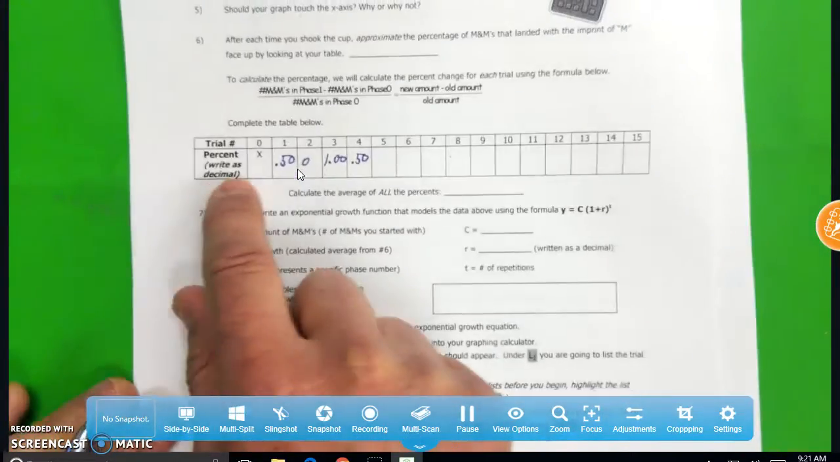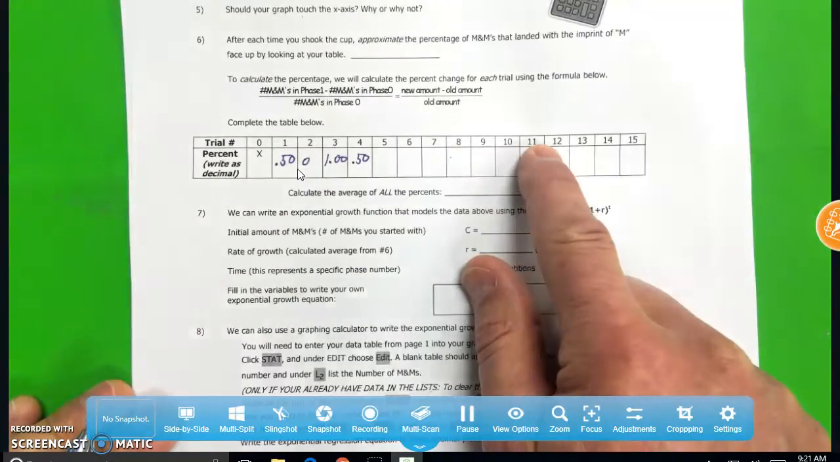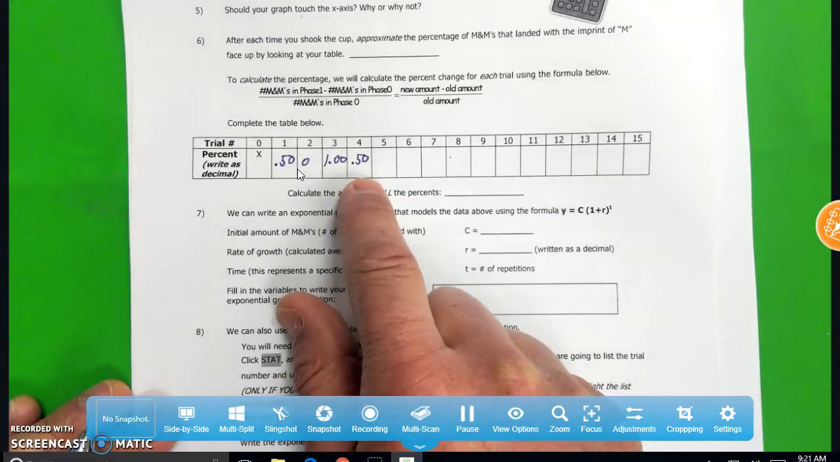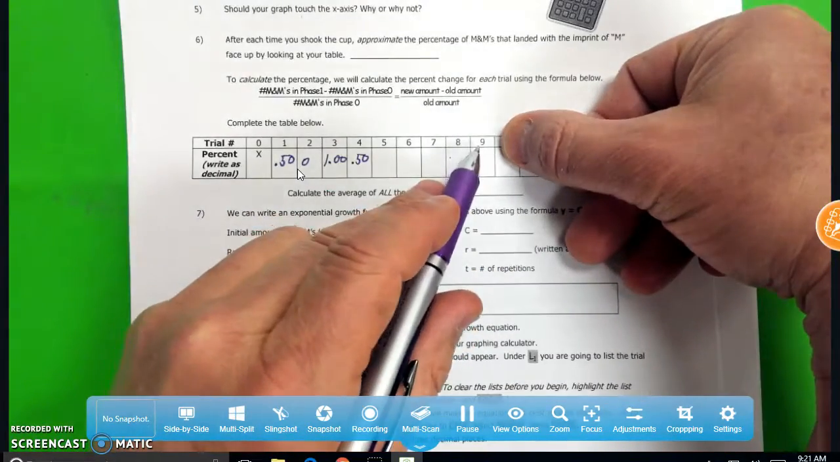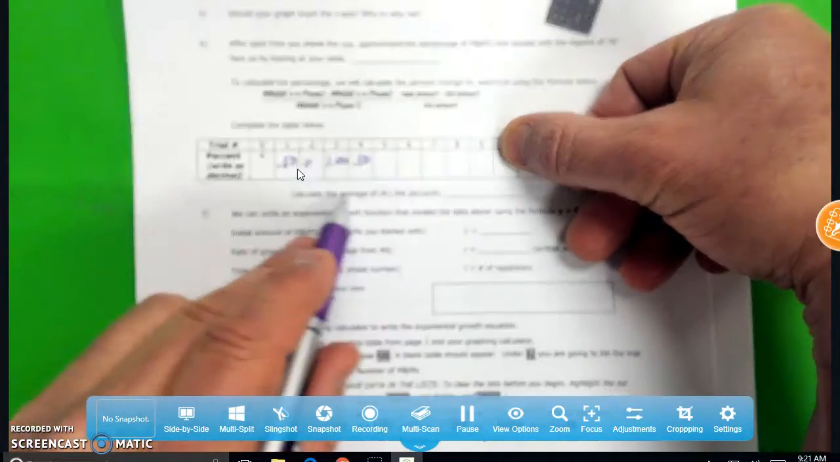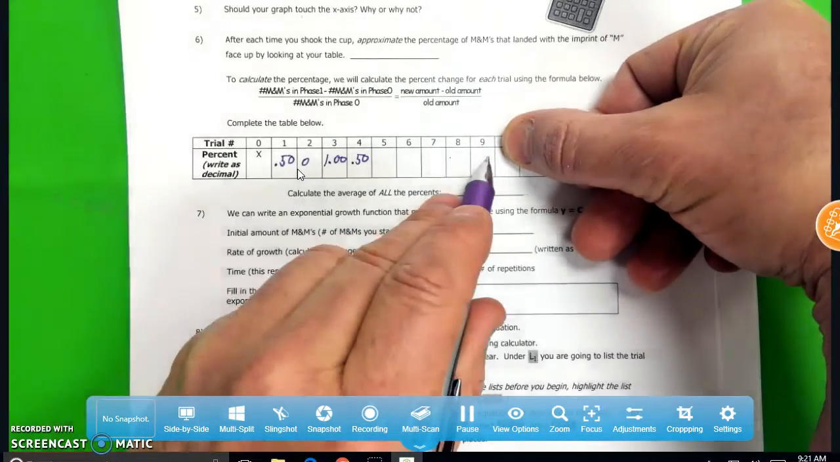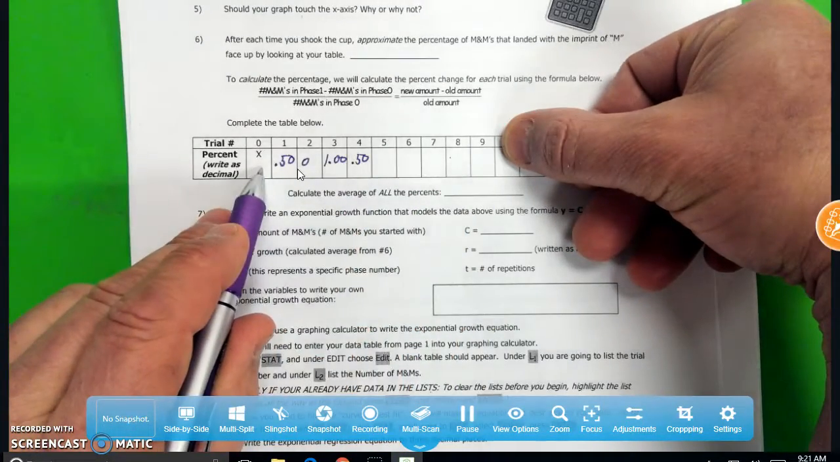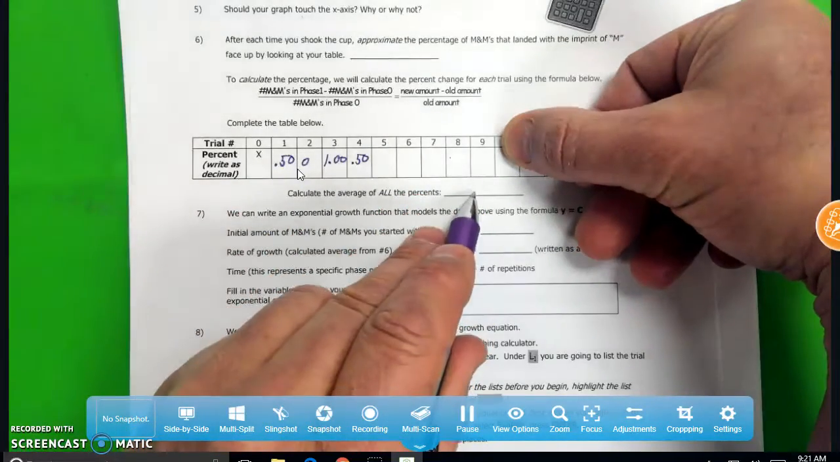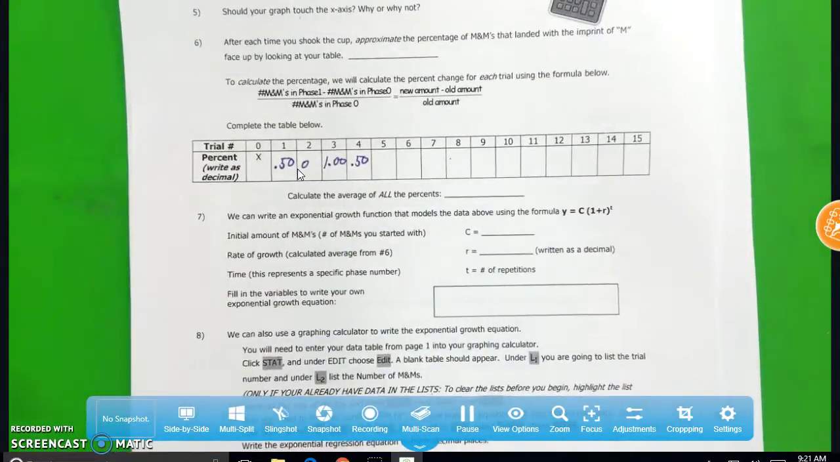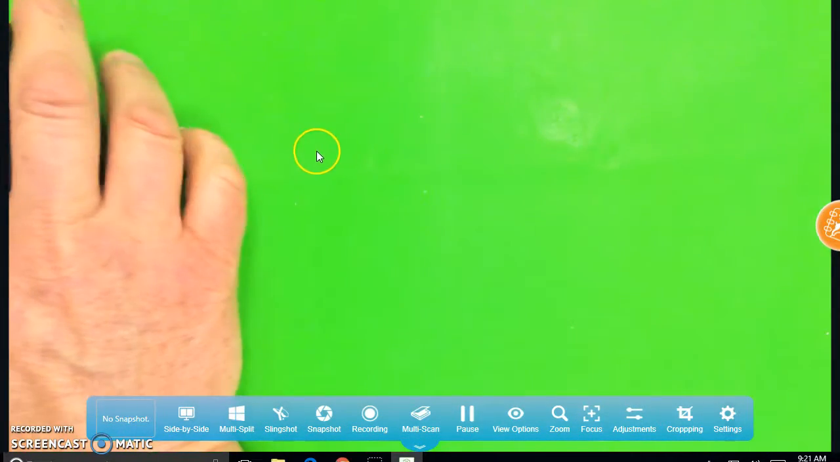Now, finish your calculations. Yours will be different than mine. And then if you stopped at 9 trials, you need to calculate the average of all the percent. So you're going to add up all those numbers and divide by the number of trials you have. So go ahead and get that done. And then once you're done with that, you can go to the decay numbers.